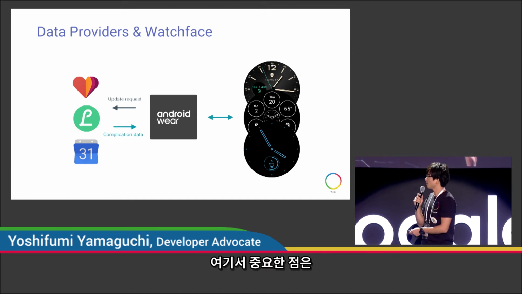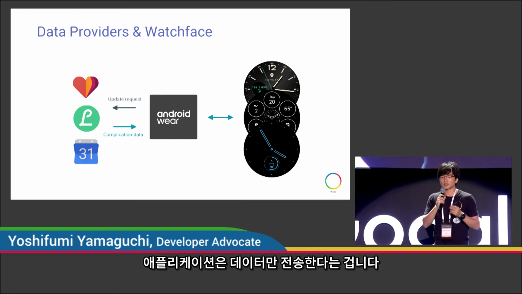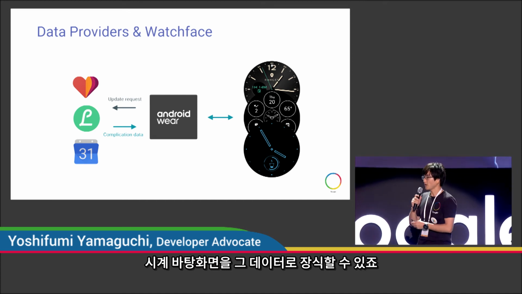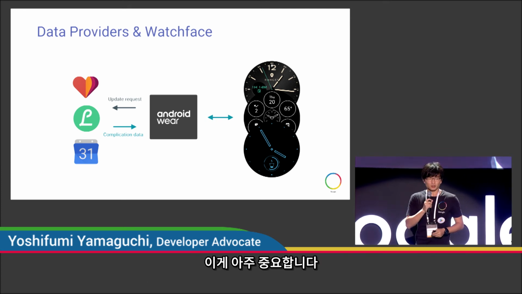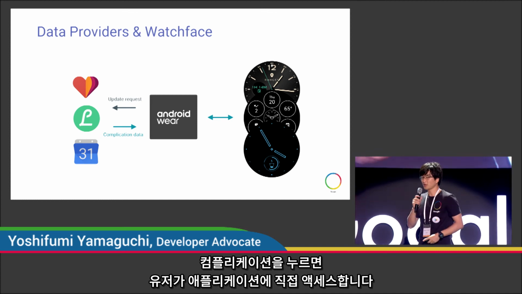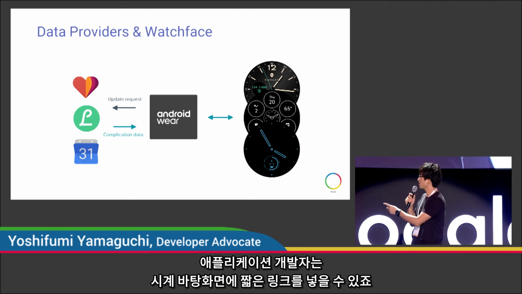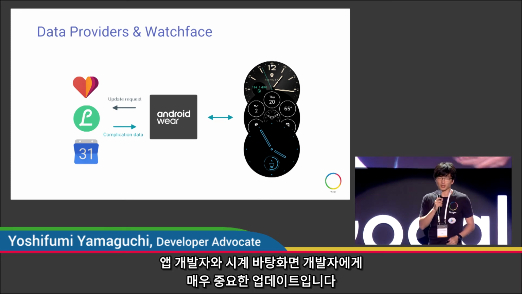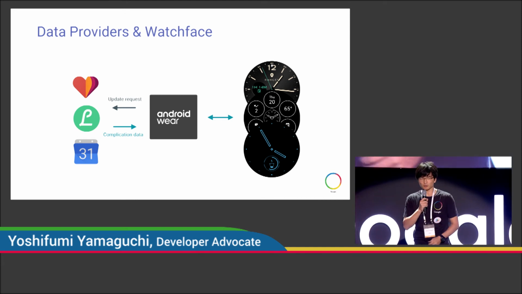The important part is that the data provider, I mean the application, only sends the data, and then the watch face can decorate that data in their watch faces. So that is a really important part. And also, if you press that complication, then the user can directly access the application. So the application developer can put a short link on the watch faces. So this is a really important update for application developers and watch face developers as well.